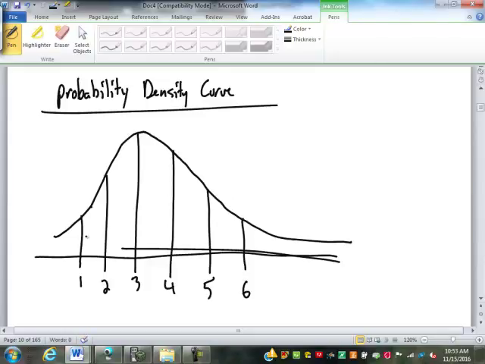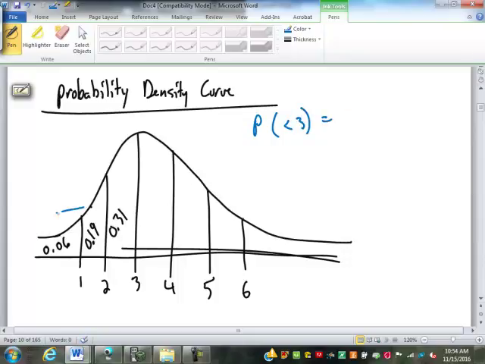And I'm going to fill in that this section here has a probability of 0.19. This section over here, this tail, I'm going to give it a probability of 0.06. And this one will give it a 0.31. So now if I ask you what is the probability of being less than 3? Well, that means I've got to add up all these probabilities that are less than 3 here. I add all those up, what do I get? 0.56.